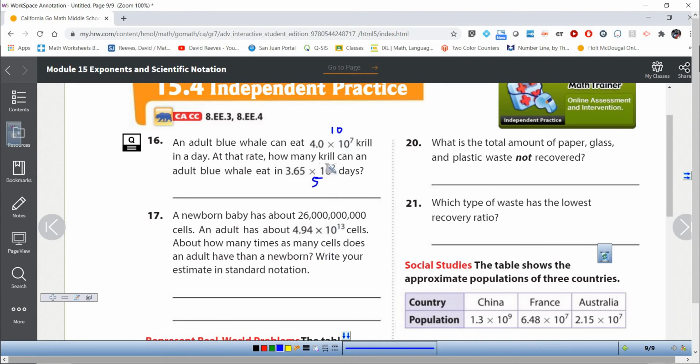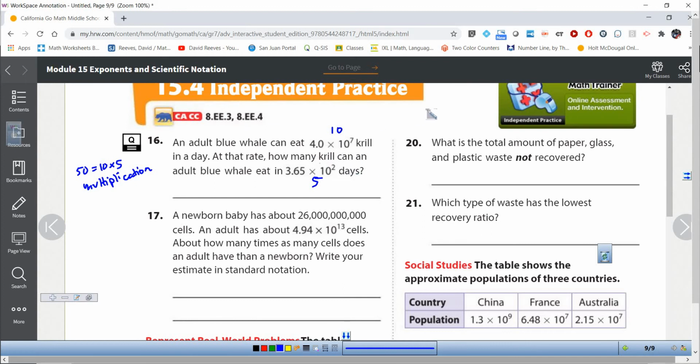So if these numbers were much more simple, if he can eat 10 krill in a day, how many can he eat in 5 days? I think most of you would probably quickly say 50. And how did you get that? You did 10 per day times 5 days equals 50. So what operation are we looking for in this problem? We're looking for multiplication, okay? So multiplication is the operation we're going to use when they give you a rate times a time.